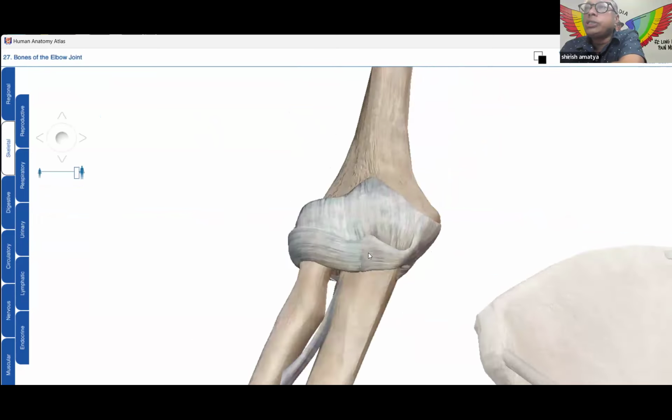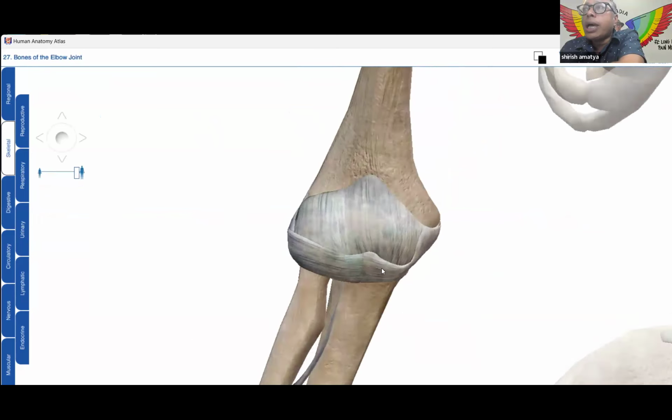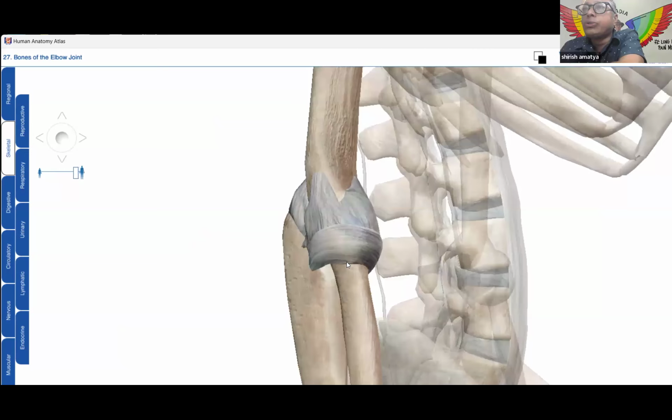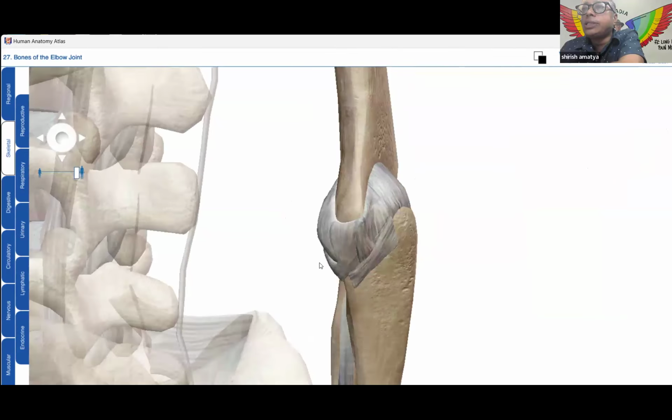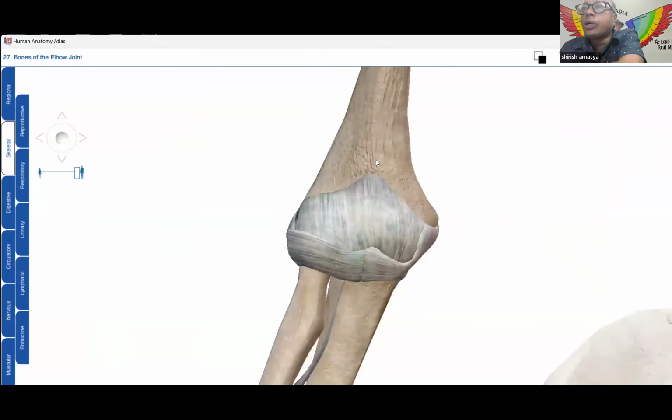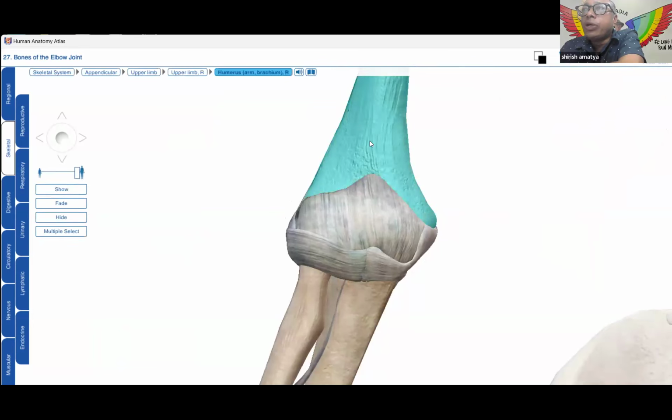So this is basically the elbow joint. Actually, this is the free version, so the ligaments are not nicely seen, but I'll try to explain. So this is the distal end of the humerus, and these are the proximal parts of the radius and ulna. This one is the capsule. I'll be removing this capsule. Once I hide it, there are three ligaments.